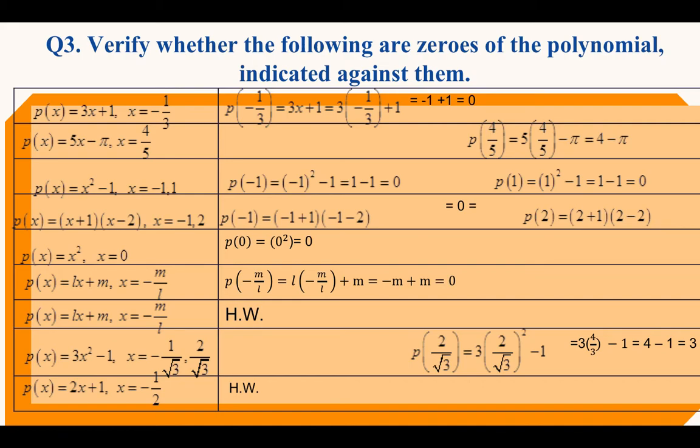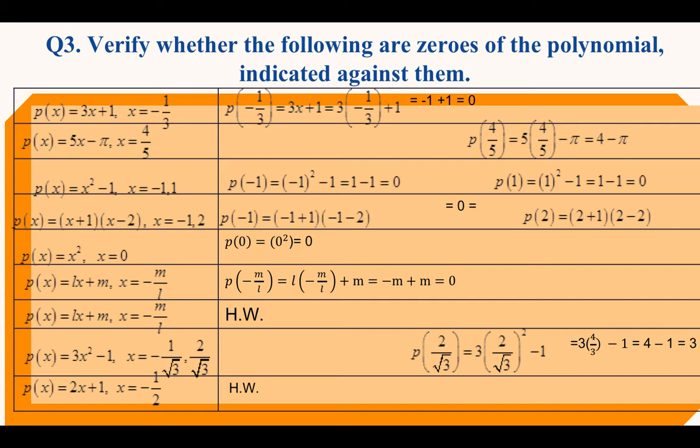So I will put P(x). P(x) means P of 2 by root 3. Instead of x, I will put 2 by under root 3. This is equal to 3x square. So again instead of x, I will put 2 divided by root 3 whole square because it is x square, minus 1. So what will I get?